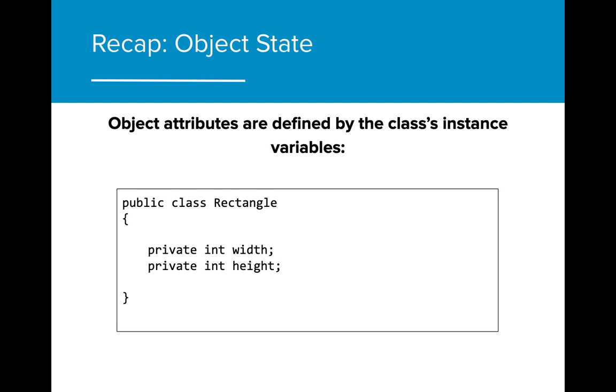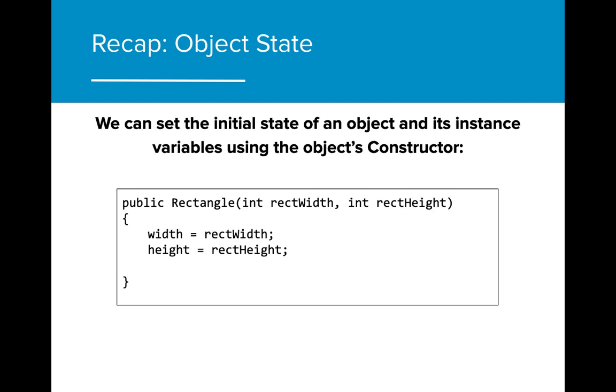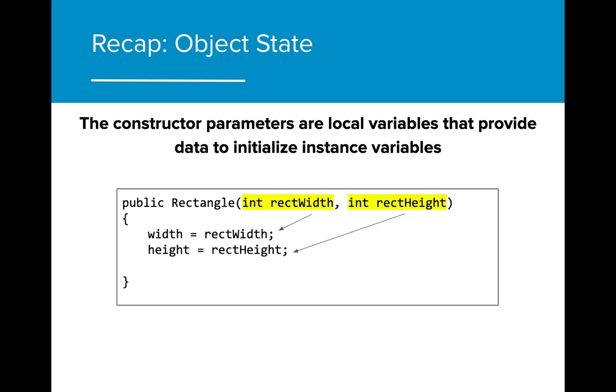An object's attributes are defined by the class's instance variables. All and any instance variables should help define the attributes that make up a class object. We can set the initial state of an object's attributes through a constructor. Using the formal parameters of the constructor, we can take in actual parameters that are copied into the constructor as local variables and initialize the values of a class's instance variables.